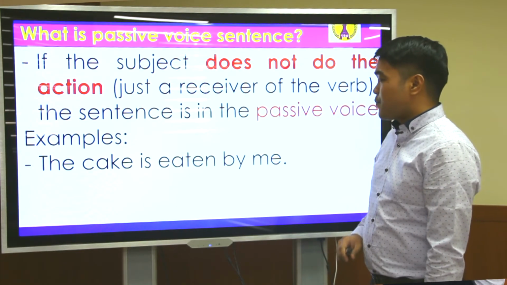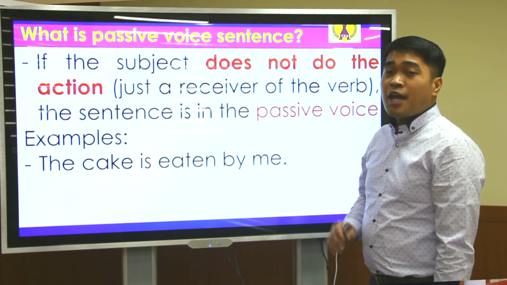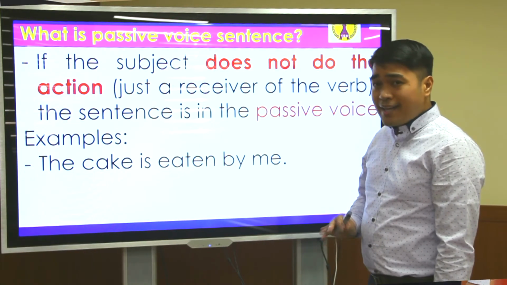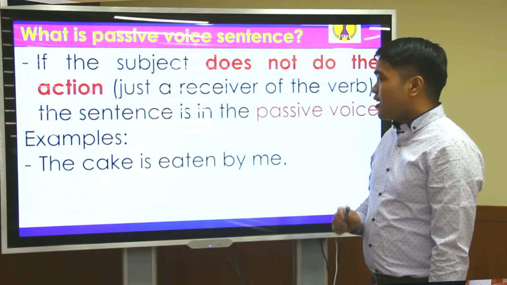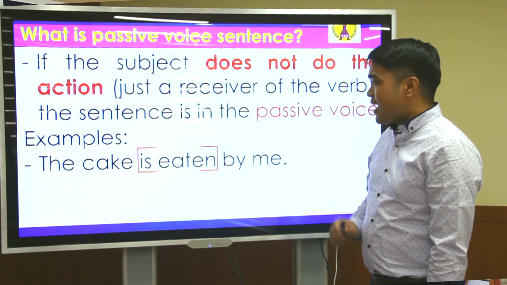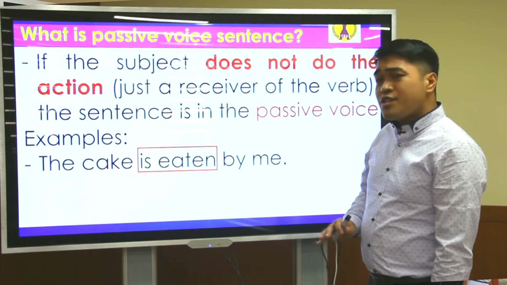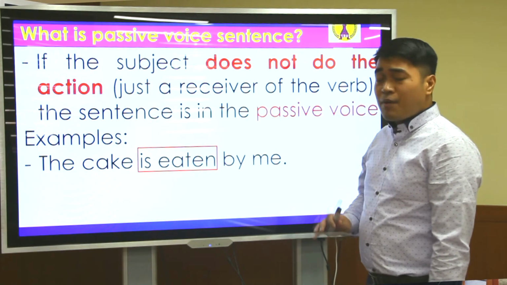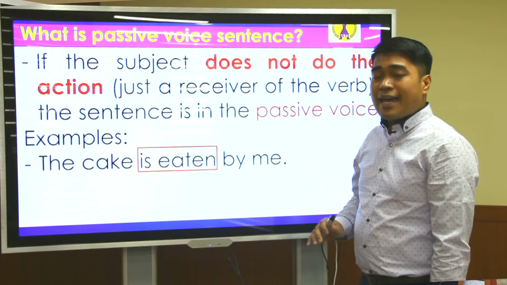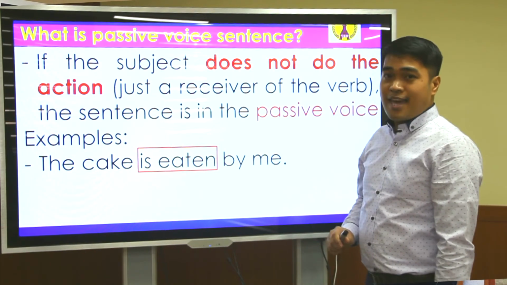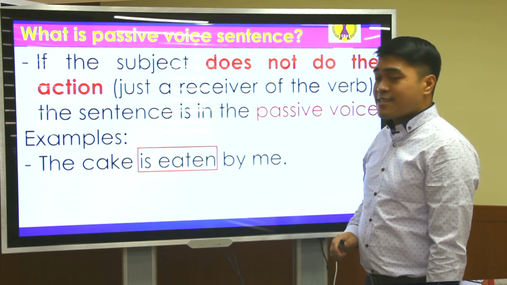Okay, so examples. The cake is eaten by me. What is our verb? That is always our question. Obviously, the verb is eaten. Now, teacher, why do we include is? Remember, is is a linking verb. It helps our main verb eat or eaten in this case. All right? Now, is eaten, that is our verb.